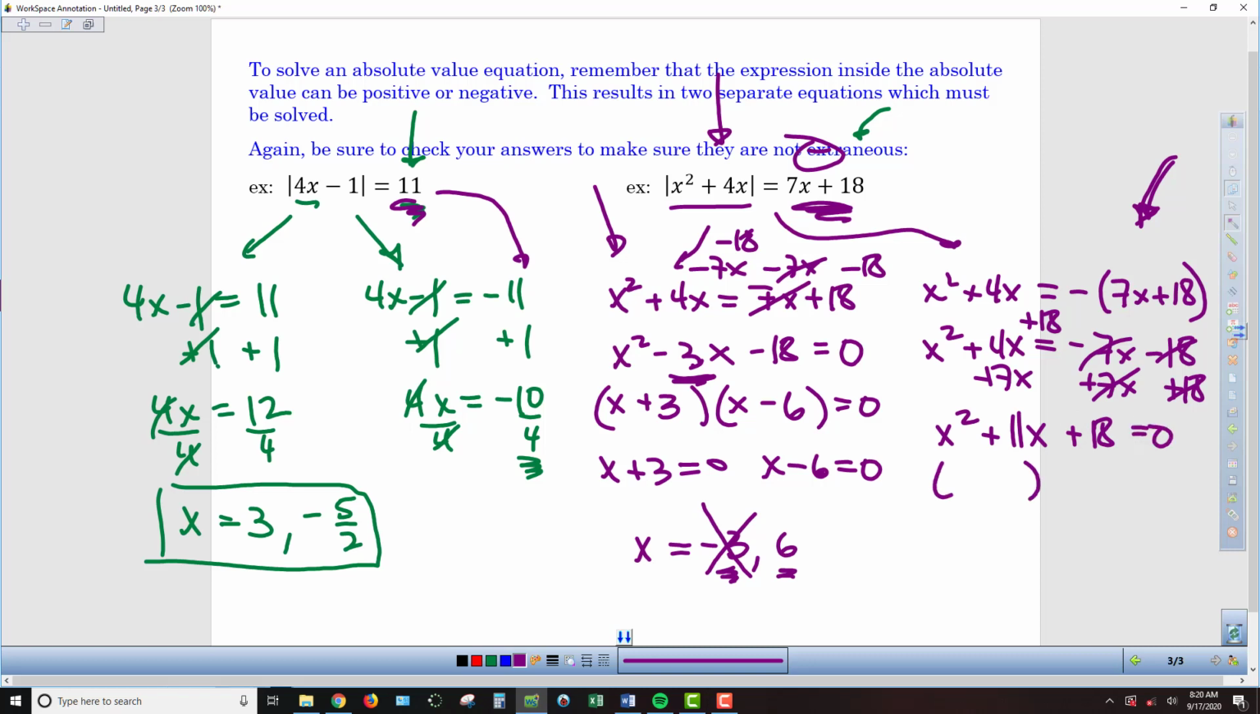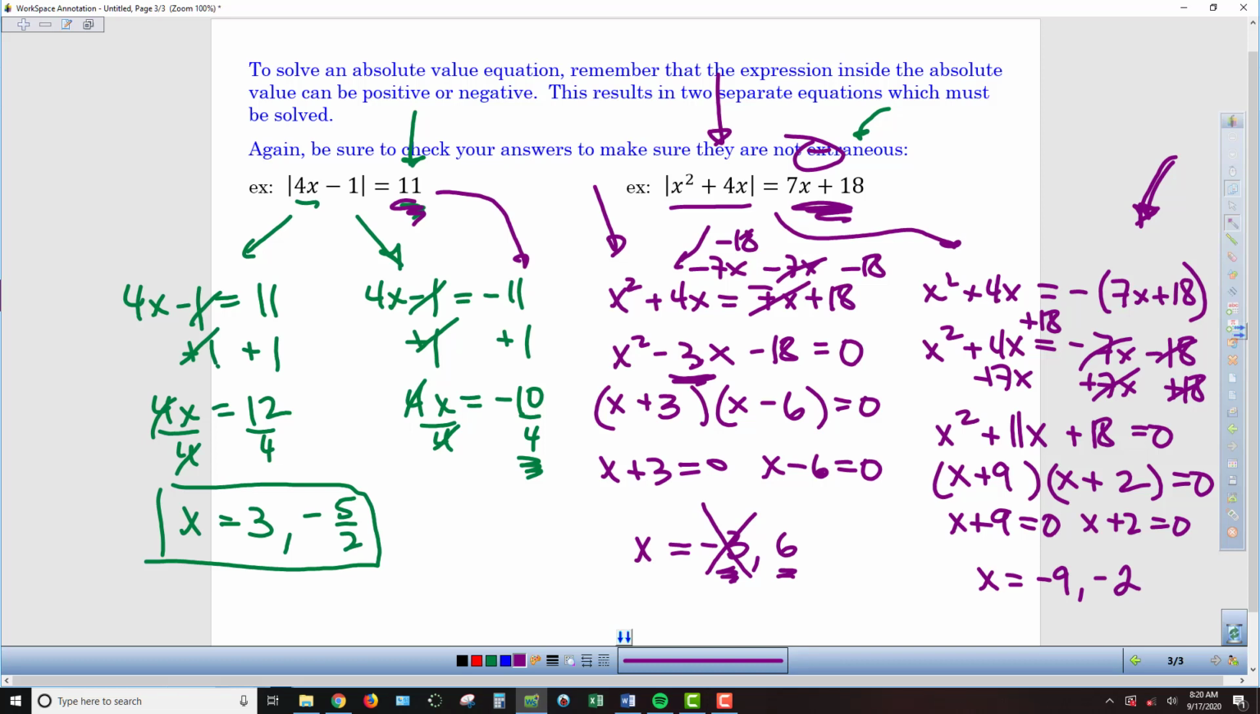So I'm once again going to factor, and so I'm going to have x and x. I know I need two positives because I'm multiplying to make a positive and adding to make a positive in the middle. I need two numbers that multiply to make 18, but add to make 11, so that's got to be 9 and 2. And so if I take each of these factors and set them equal to 0, I'm going to get x equals negative 9 and negative 2.